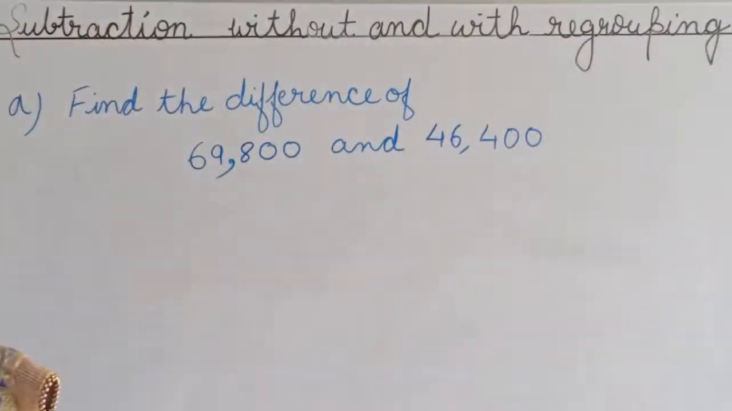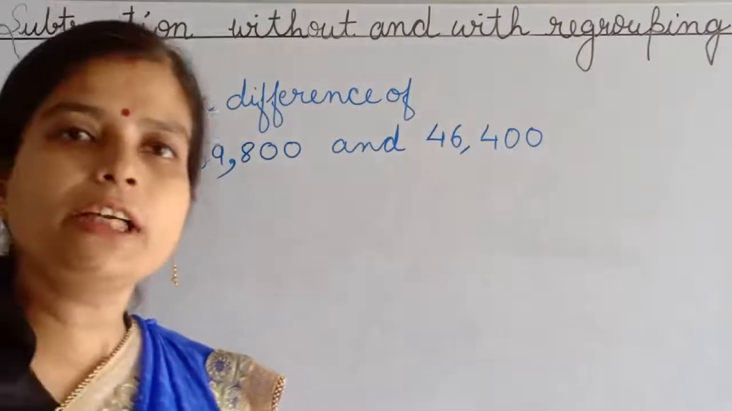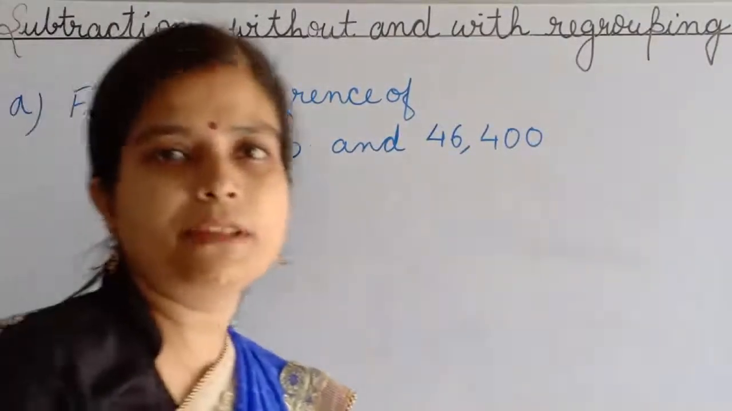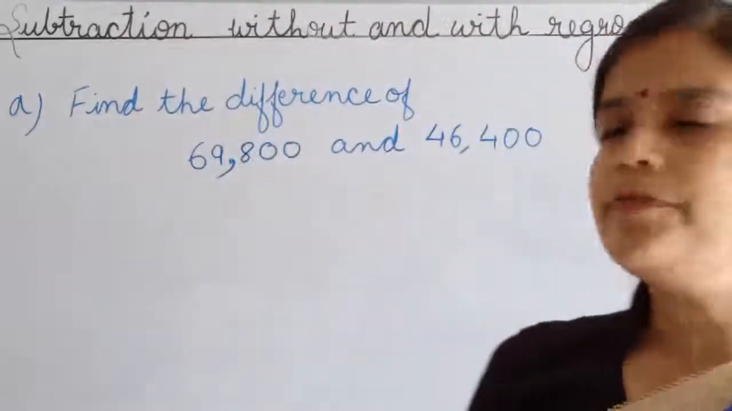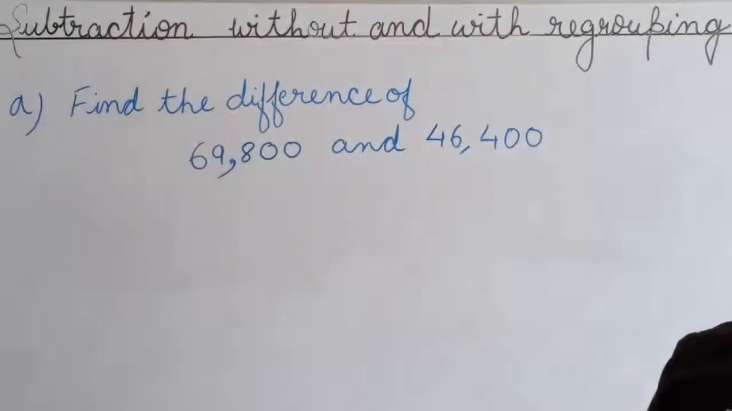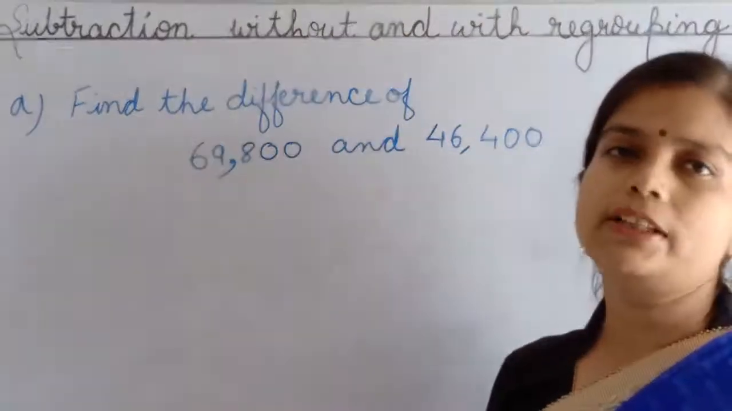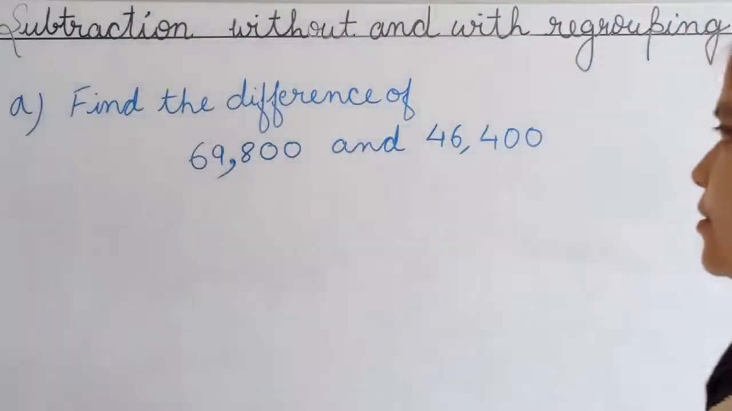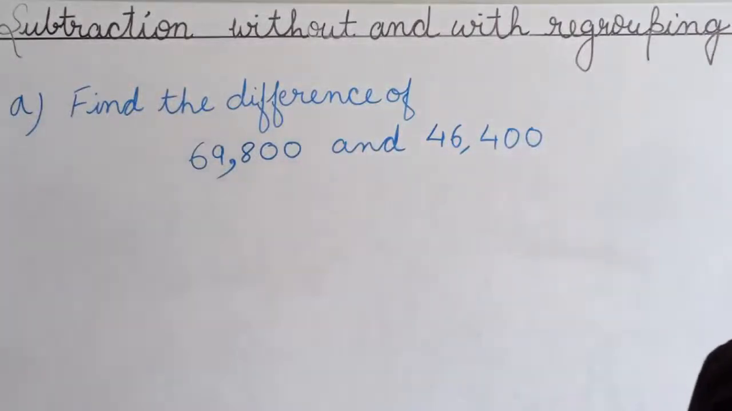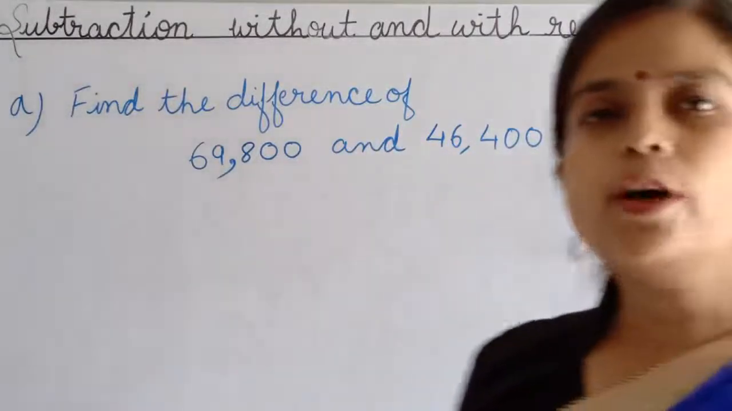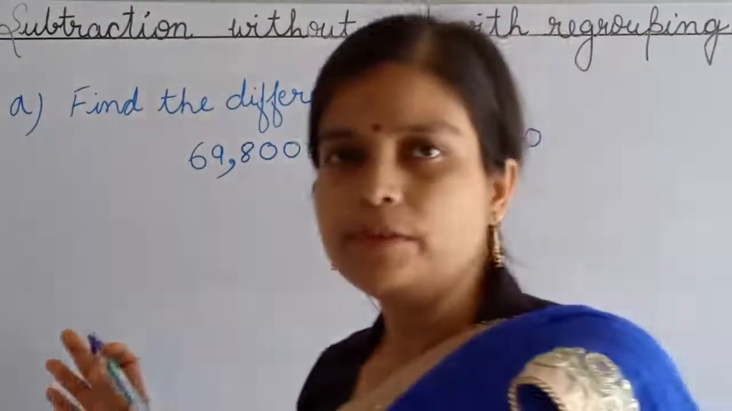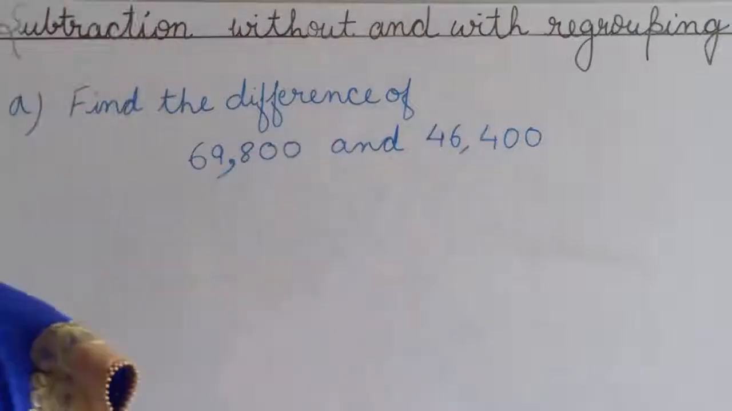So the first rule that we know is that we always subtract the smaller number from the bigger number. Means first we write the bigger number and then we write the smaller number down, and then we subtract. So these numbers are not arranged in a column. First we have to arrange them in a column, and for arranging in a column, we write the numbers in a place value table.